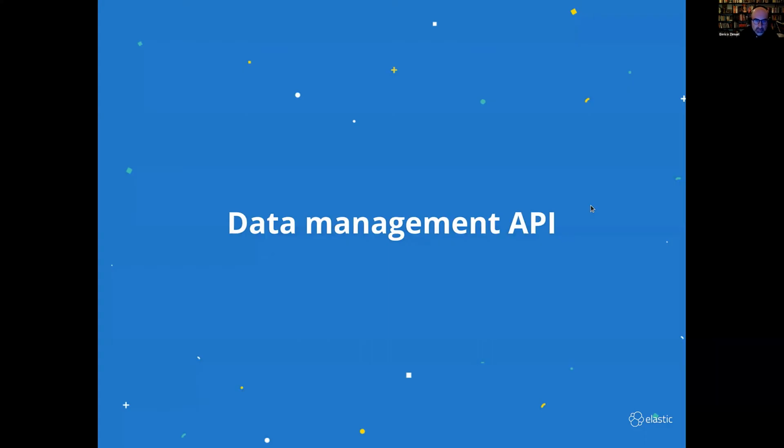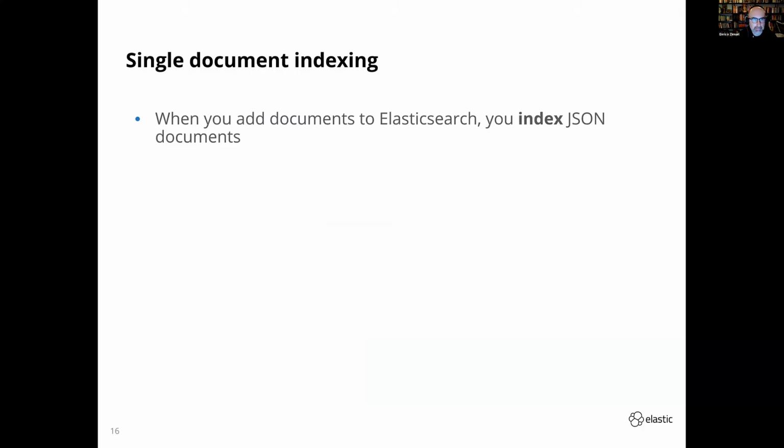Okay. So let's jump into some examples of managing data: inserting, indexing, removing, etc. A basic example: you need to add a document to Elasticsearch. Basically, this is called indexing in Elasticsearch naming convention. So you need to index a JSON document. How can you do that?